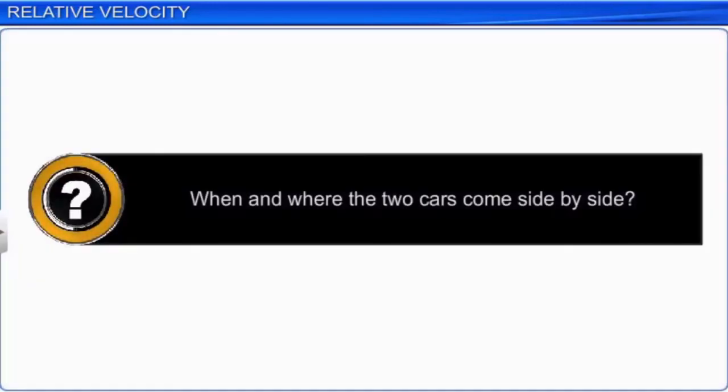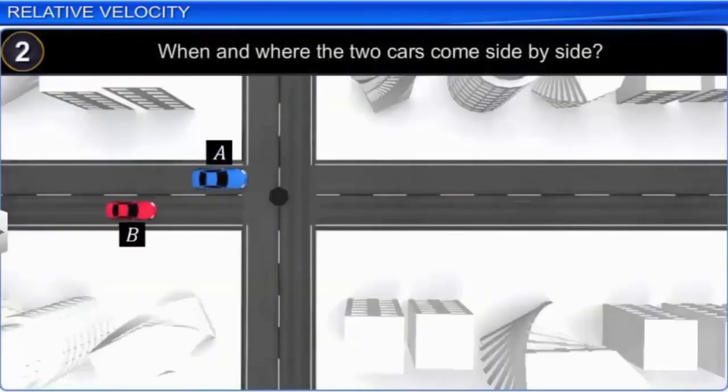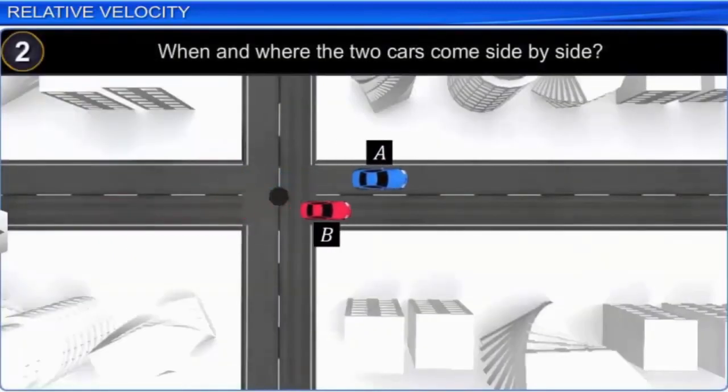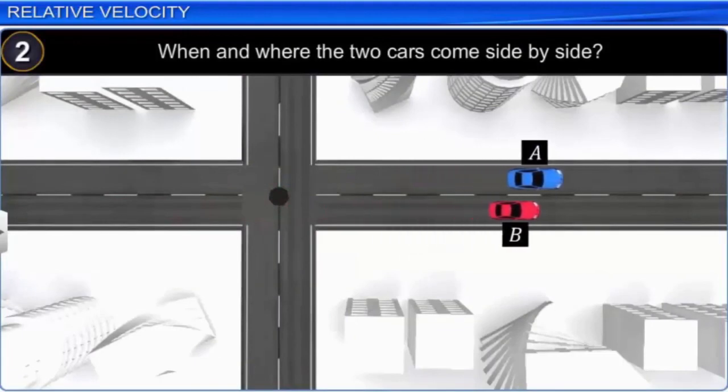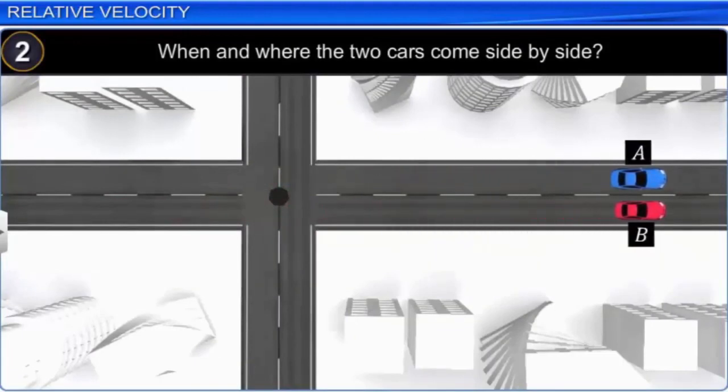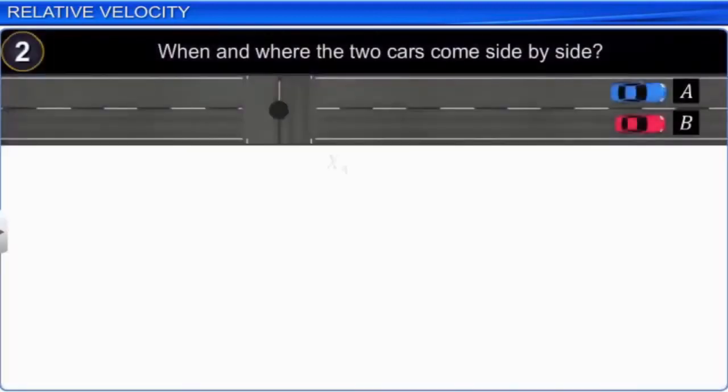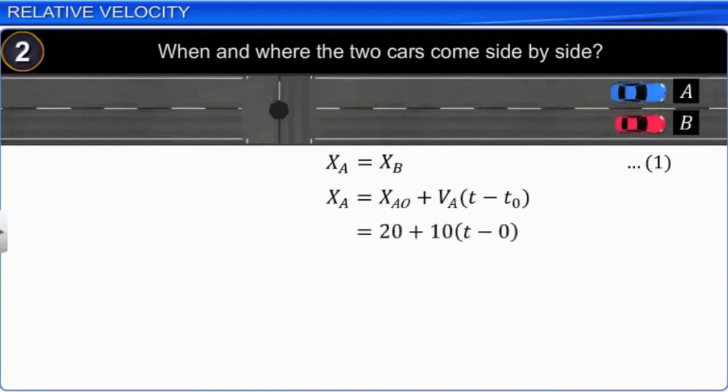When the cars A and B come side by side, their position coordinates with respect to the origin must be the same. That is, XA is equal to XB. This can be called equation 1. Here, XA is equal to XAO plus VA into T minus T naught. By substituting and simplifying, we get XA equal to 20 plus 10T. This is equation 2.